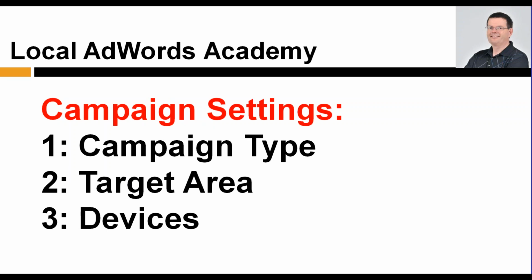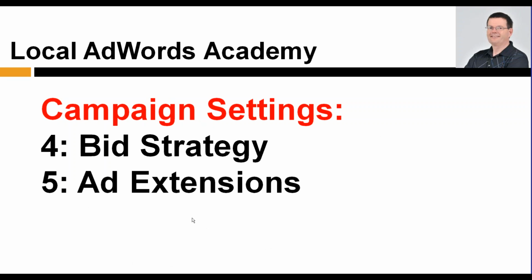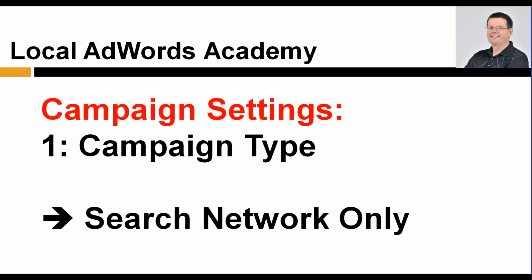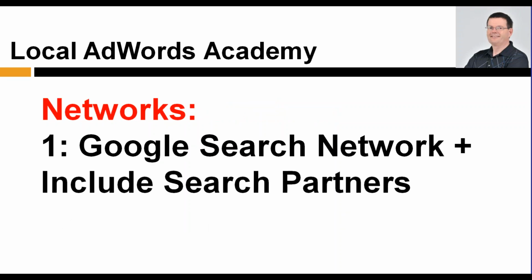Okay, so next chapter, campaign settings. First, we have the campaign type. We set up the target area and you can adjust the bids for devices. You set up the bid strategy and then there's something like ad extensions. For the campaign type, you start with search network only. For the network, you select Google Search Network plus include the search partners.